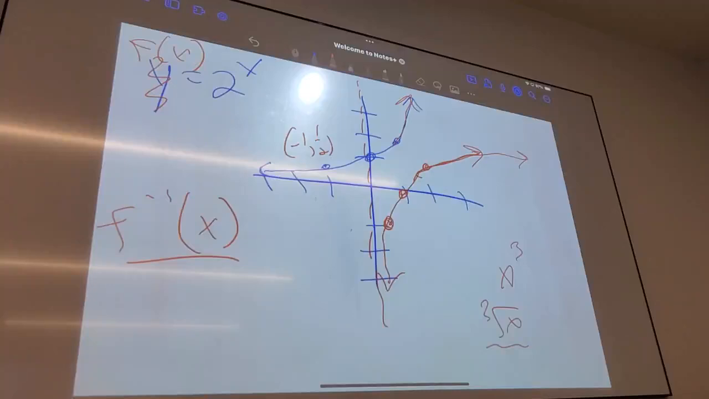If I have a function 2 to the x, the name we give to the inverse function is this. And this is part of the reason why students hate it. It's log base 2 of x. That's just a really bad choice. Let me put it over here: f inverse of x equals log base 2 of x. That is just a bad choice of symbol.